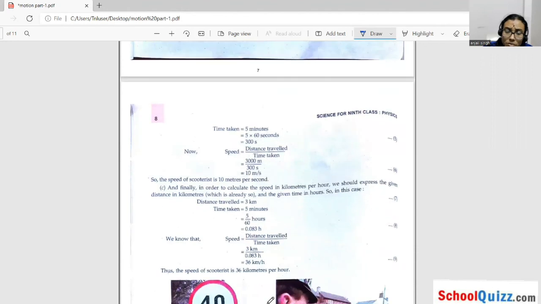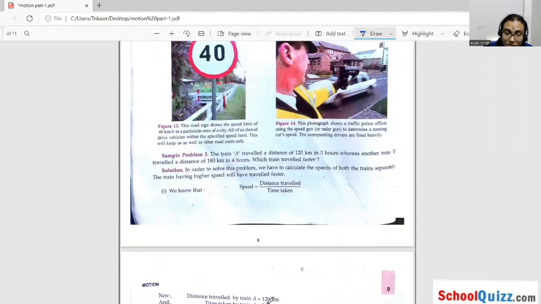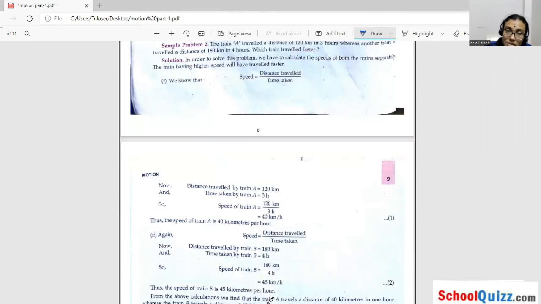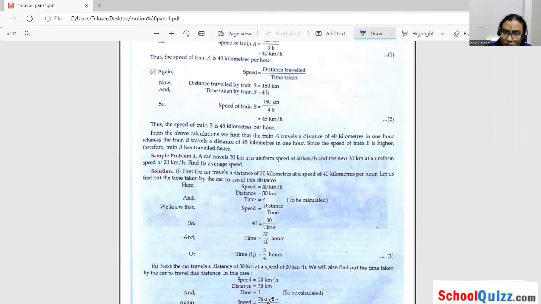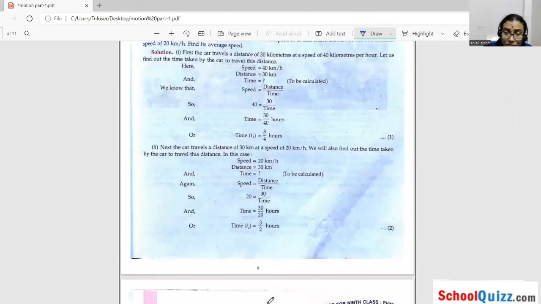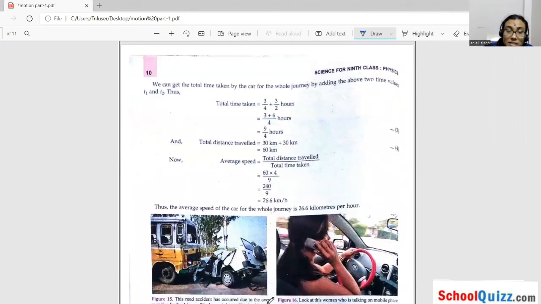Our next one is also an example. Please do it by yourself so that you get more and more practice. Pause the video and do the example on your own. I already explained the formula. Clear? You can see this is an example of average speed: total distance upon total time.